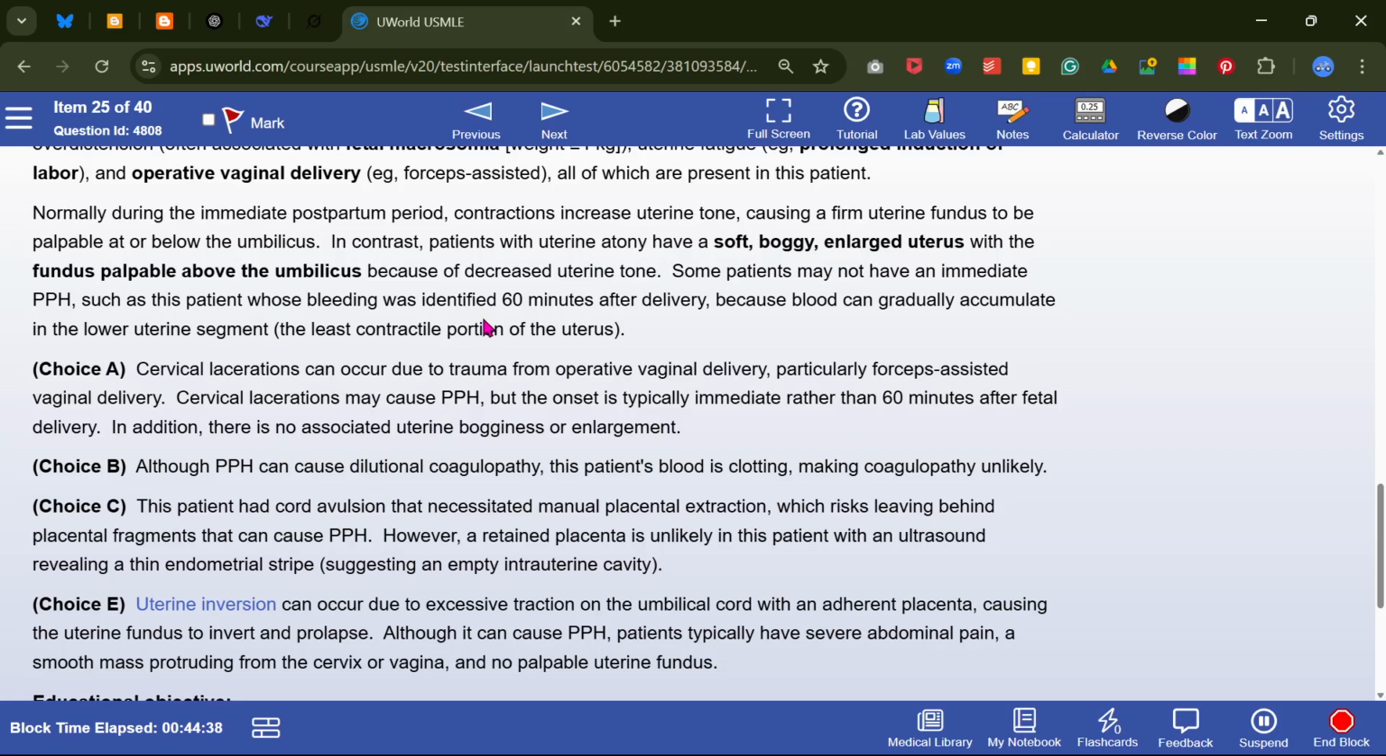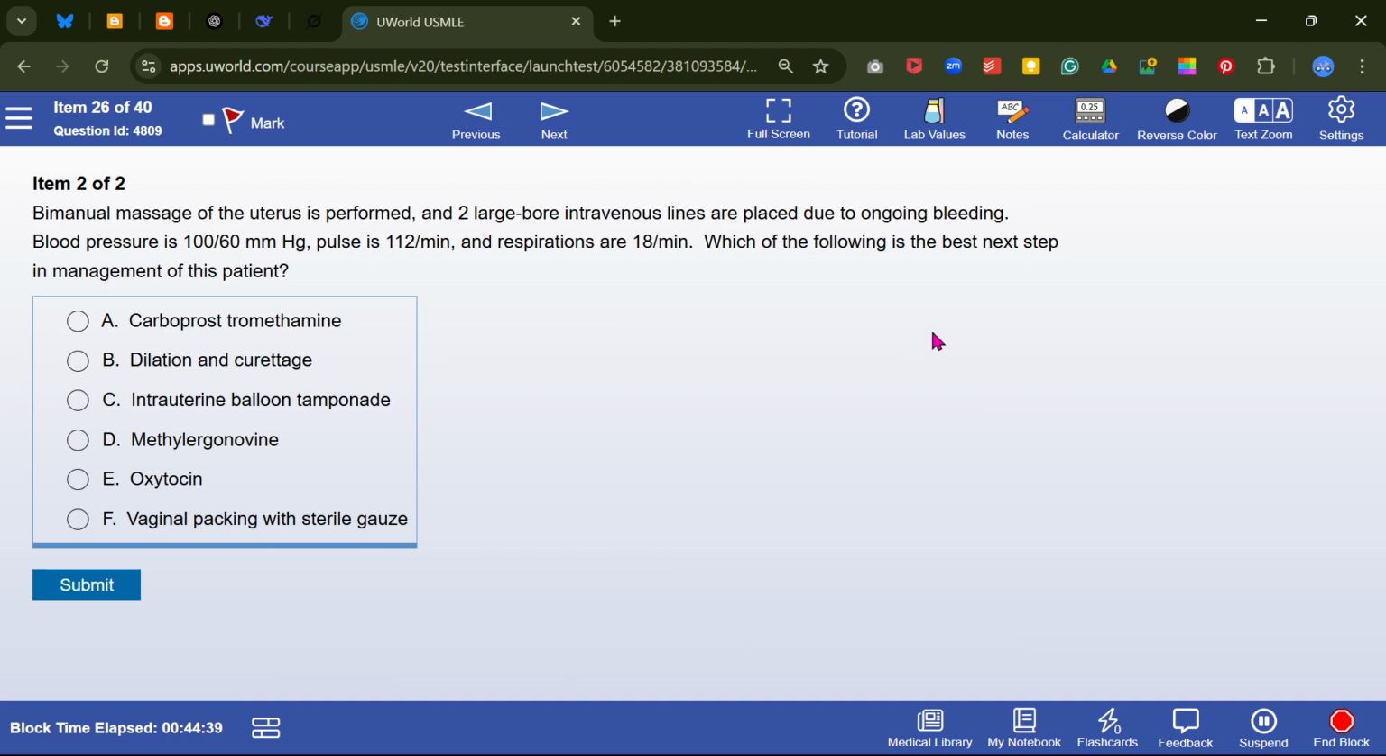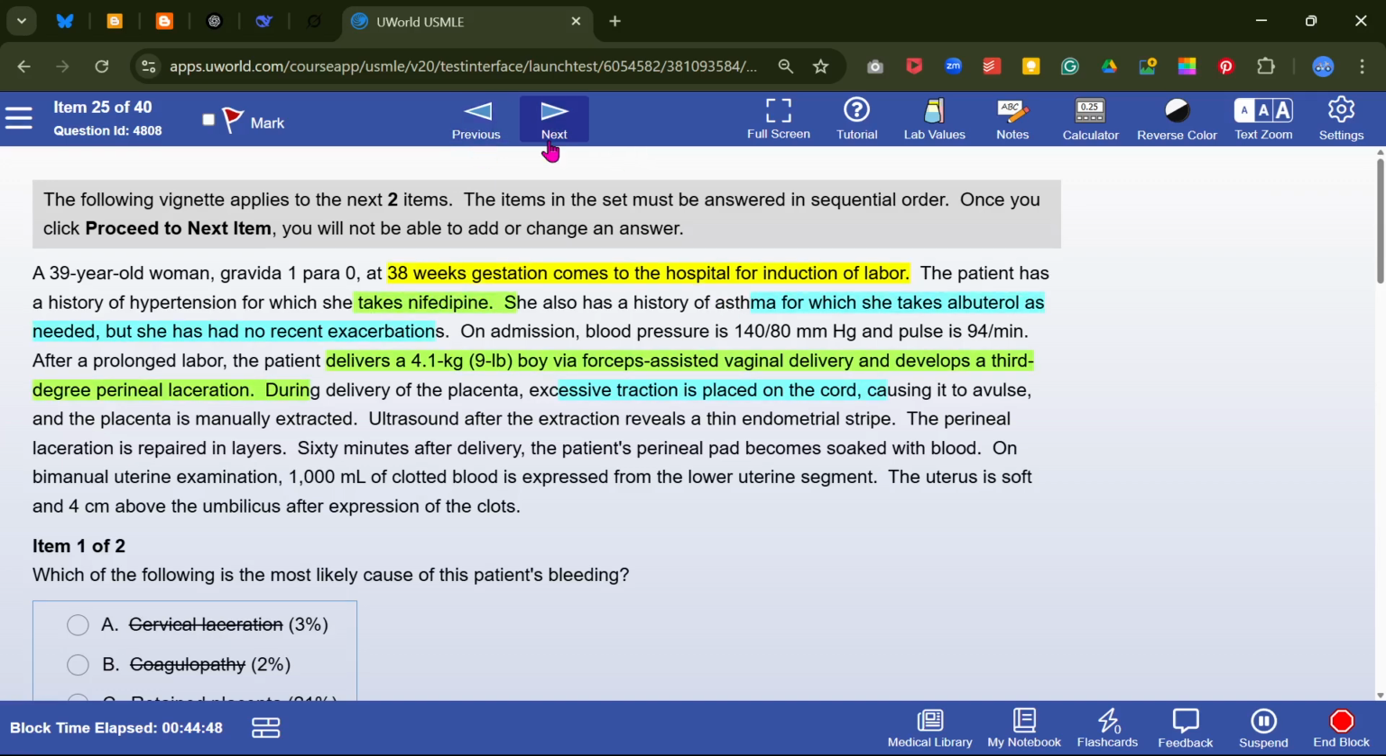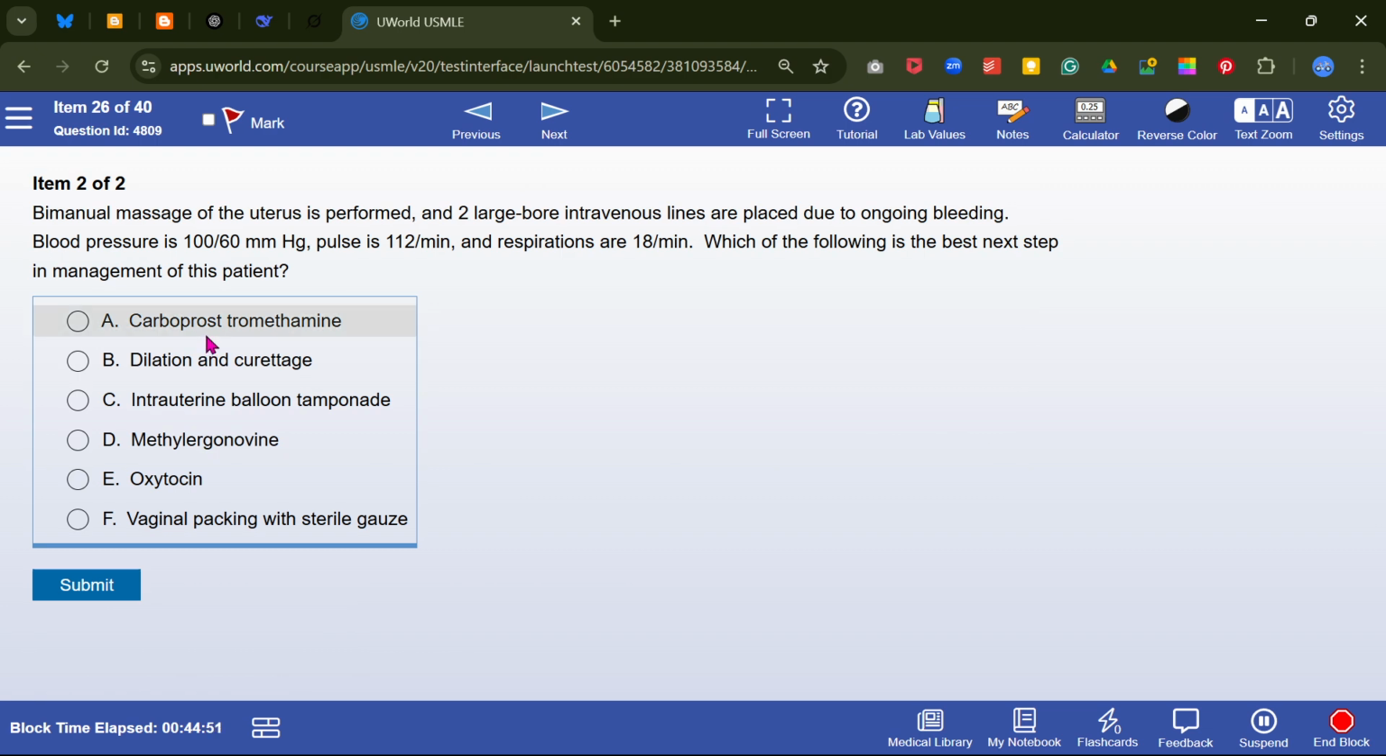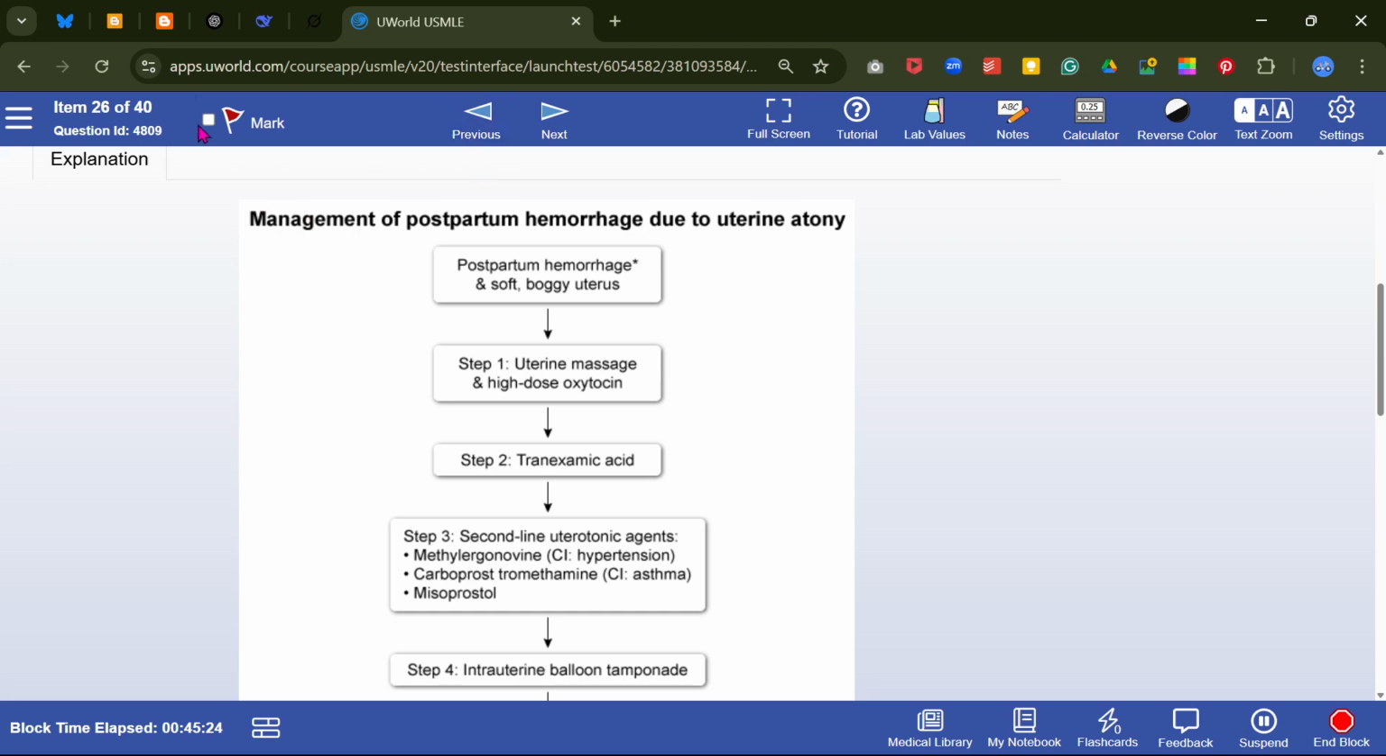Okay, next. BP is slightly low. First, we give oxytocin, isn't it? Okay, I am looking for this management actually.